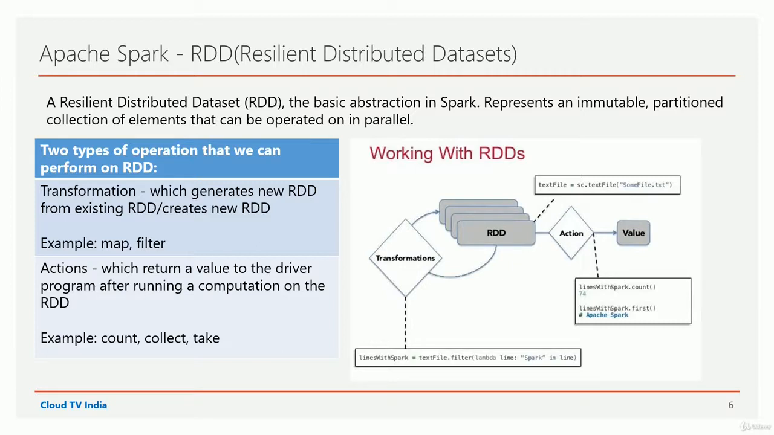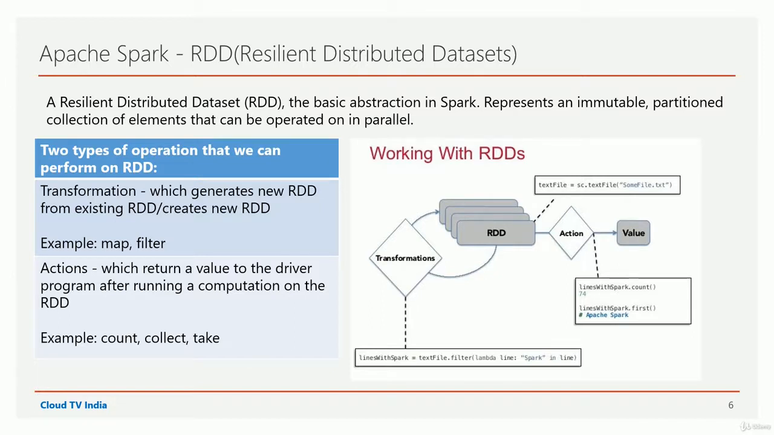Like in HDFS, whenever you store a file, the file will get broken into a series of chunks or blocks, right? So similarly, your data will be partitioned. Each partition you can run on multiple machines and do the computation. So RDD is an immutable partitioned collection of elements that can be operated on in parallel.